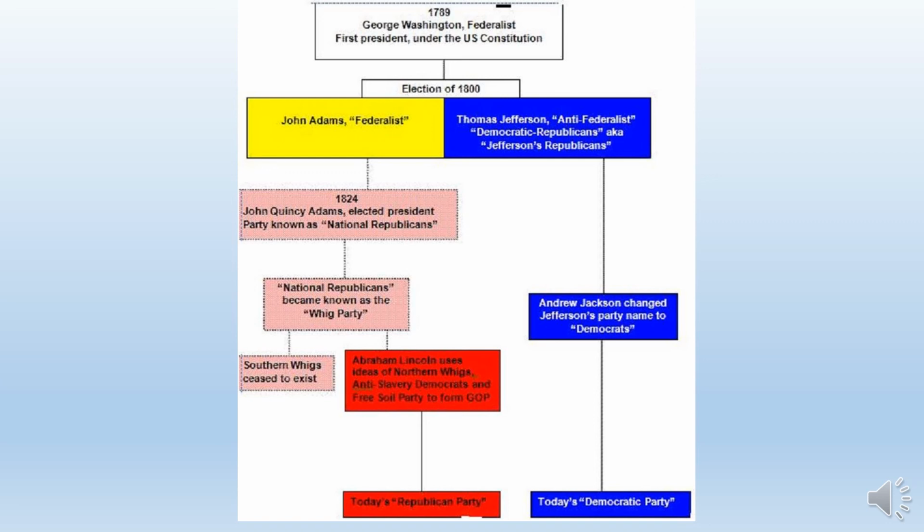The Federalist Party, not necessarily succeeded by, but an offshoot of the Jefferson Republican Party is the National Republicans, the John Quincy Adams Republicans. As I said, they became the Whig Party, and then the Whig Party and others join up to create the Republican Party, and that creates today's modern Republican Party.